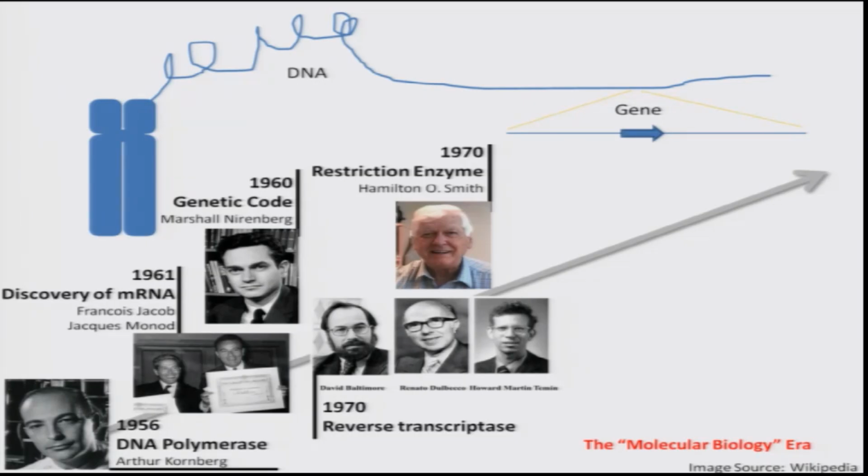Then came, in 1970, Hamilton Smith, who discovered another enzyme, again from microbes. These are called restriction enzymes. You know now that these are the enzymes that can identify a unique set of sequence in the DNA and make a cut there. And regardless of how much enzyme you add, these enzymes would cut only if such a sequence is present, not otherwise.